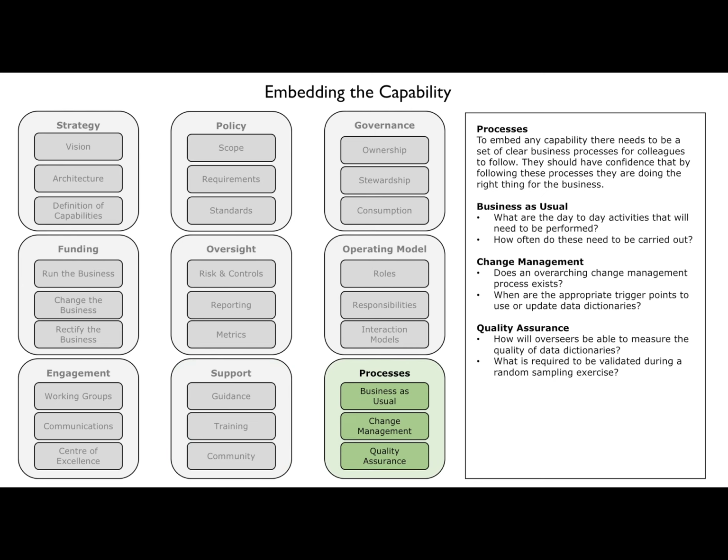And finally, processes. So we want really clear, simple processes so that people can have confidence that if they follow them, they are doing the right thing. And it needs to be across both the business as usual activities, the change management activities, and thinking about that oversight and those quality assurance processes. How do we know what we captured is trustworthy and of high quality?